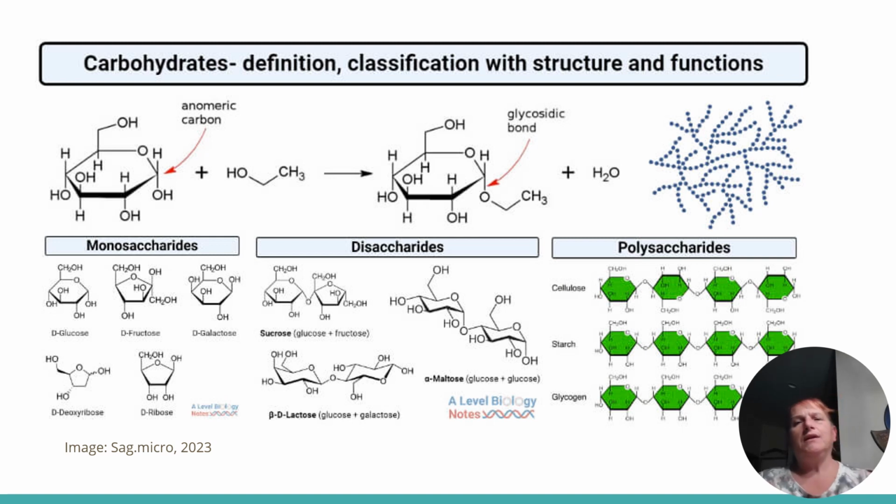Carbohydrates: the definition, classification, and structure and functions. There's monosaccharides, disaccharides, and polysaccharides. Carbohydrates include simple sugars as well as polysaccharides. Your simple sugars are going to be your monosaccharides. That would be your glucose, your fructose, your galactose, things like that. Your disaccharides are going to be your sucrose and your lactose.